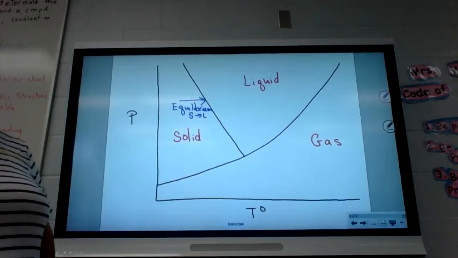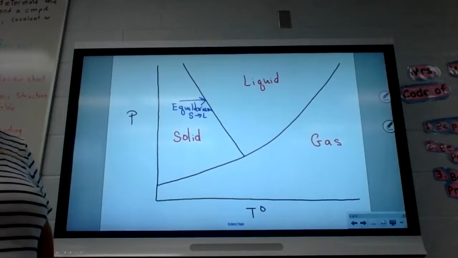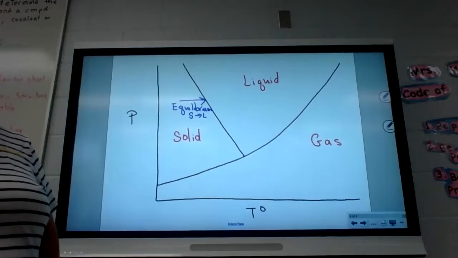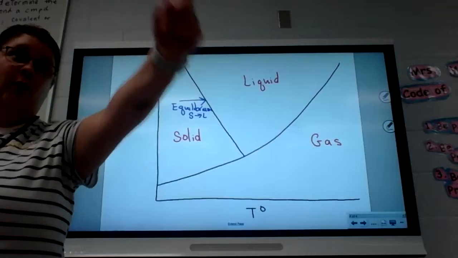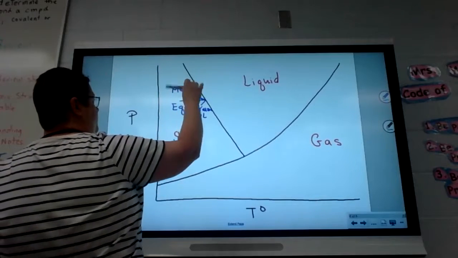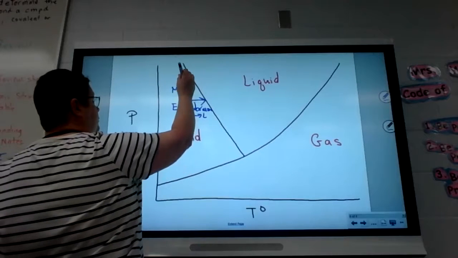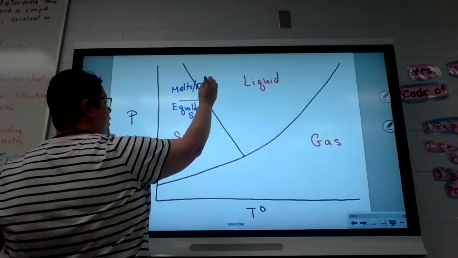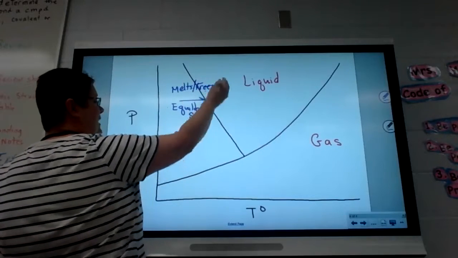Now, what happens when we change from a solid to a liquid or a liquid to a solid? Melting or freezing is what I wanted. So, it melts or freezes across this line.